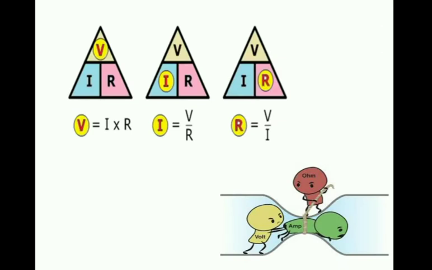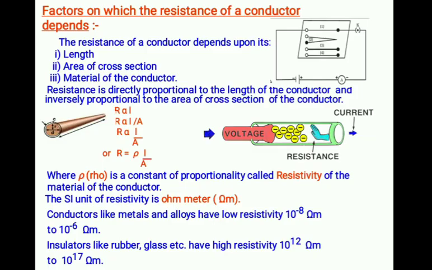Next, by using this triangle of Ohm's law, we can calculate the potential difference, current and resistance. V is equal to I into R, first one; I is equal to V by R, second one; and third one, R is equal to V by I. Now, on what factors does the resistance of a conductor depend? This is a very important question for your examination.